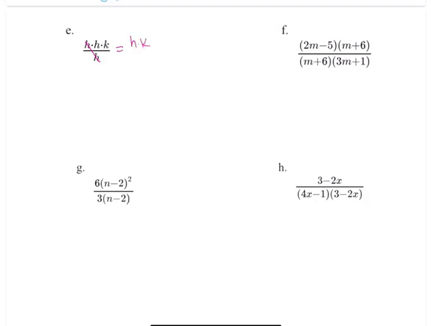We have to look at our excluded values. So we're going to look at our denominator. We know that our denominator cannot equal 0. So we know that h cannot equal 0, right? So that's our excluded value. Our excluded value is when x equals, it's not an x, it's an h. I'm killing this problem, aren't I? When h equals 0, right?